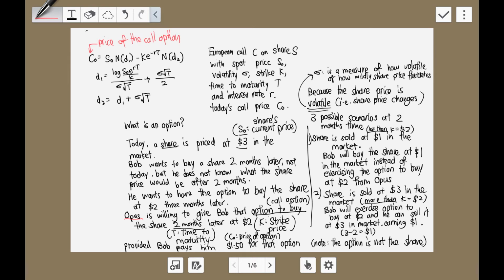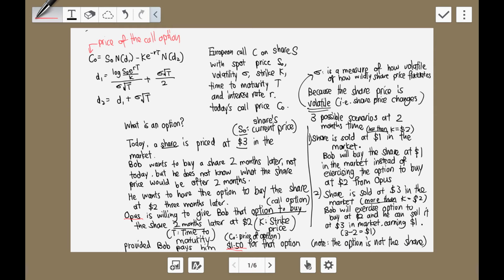So Opus will be willing to sell you that option if you are paying him something. So let's say Bob pays him $1.50 to have that option, then C0 is the price of the call option. So this is how it works.